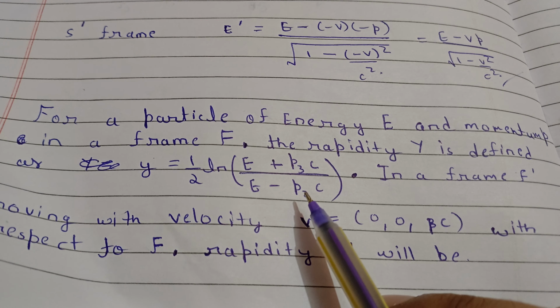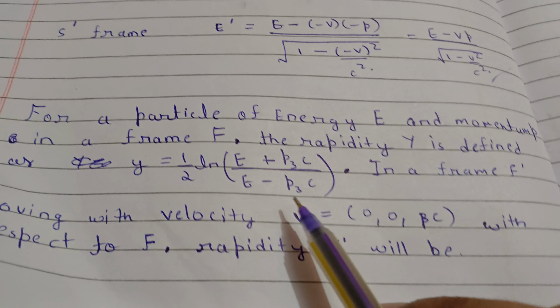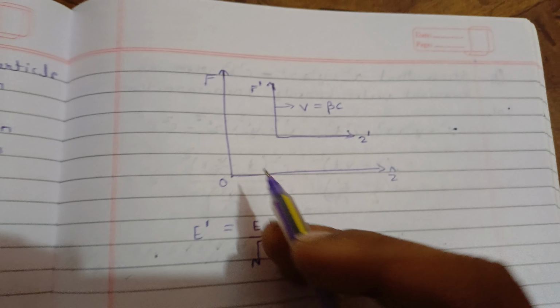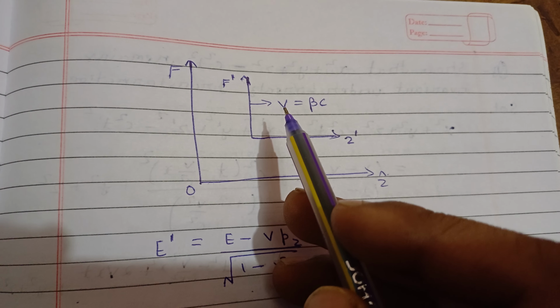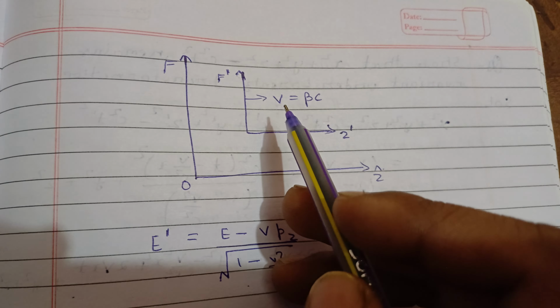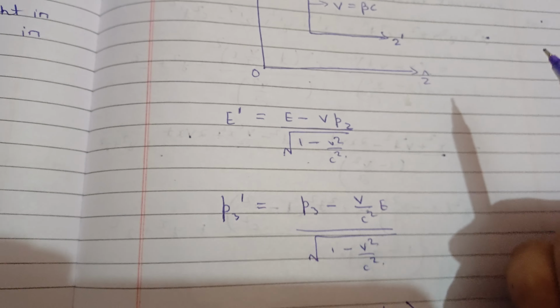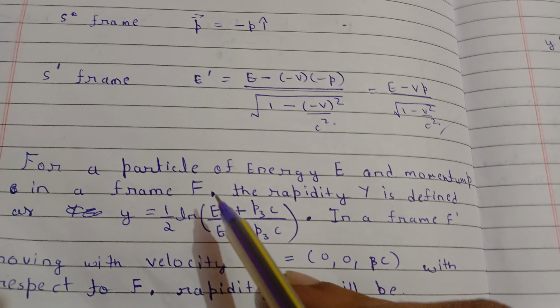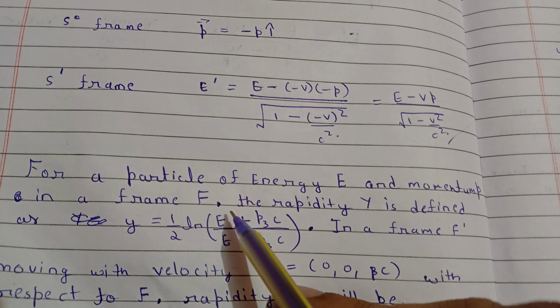So what is p3 here? That is just denoting the z direction, the third component, nothing else. This is given like this. This frame is moving in the z cap direction with the speed beta c, and this quantity, the rapidity, is given in the F frame. We need to calculate that rapidity in this F prime frame. So just put the things as it is asked. We need to take E prime and p3 prime to calculate.